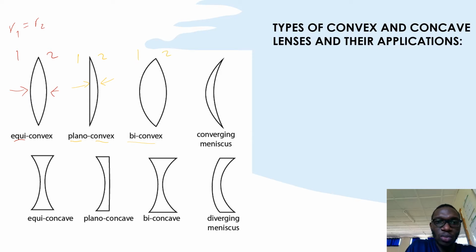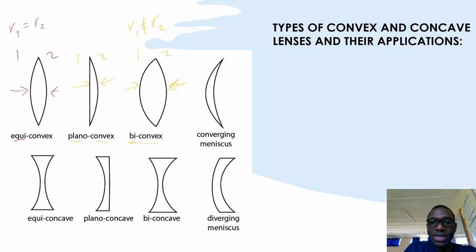By convex, we have end 1 and end 2. If you observe it from one end, it is convex. Observe it from this end also, it is convex. So it is biconvex, meaning it has two ends which are convex. Bi means two. Here we have R1 not necessarily equal to R2.